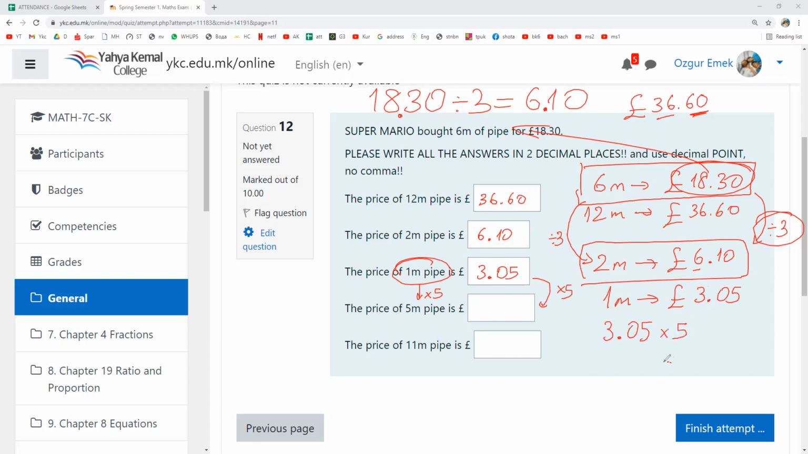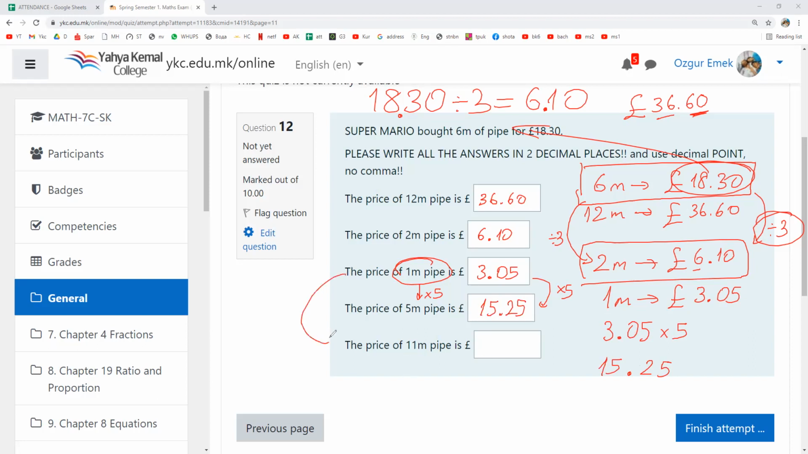5 times 5 is 25. We have 2 tens. 5 times 0 is 0, and we have 2 tens, so 2 now. And 5 times 3 is 15. So 15.25 pounds. And finally, 11 meters.